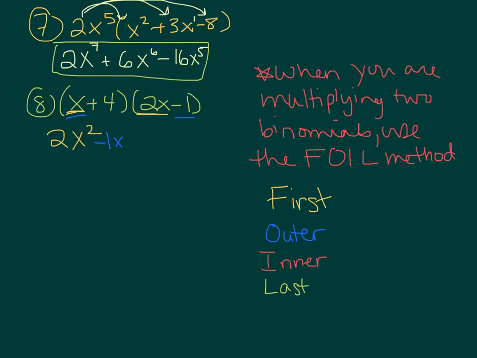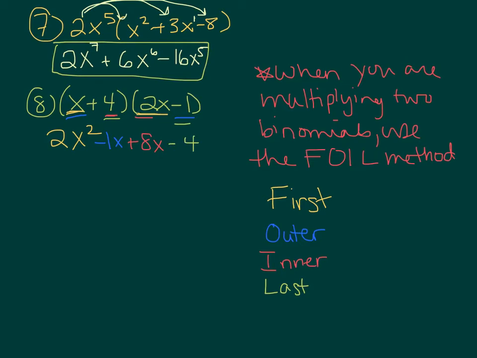The next one I'm going to do is my two inner terms, so the inside of the parentheses, which is the 4 and the 2x. When I multiply those together, I get 8x. And finally, I'm going to do my last two terms. So I'm going to do 4 times negative 1. That gives me negative 4.